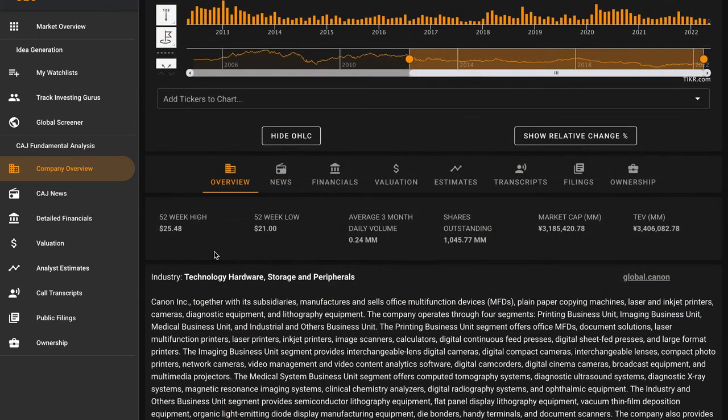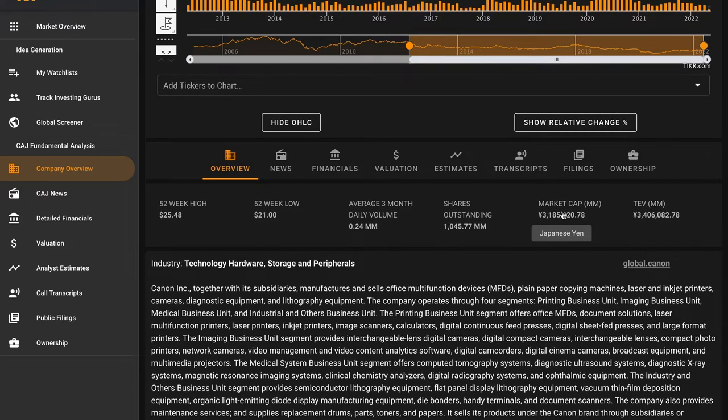Canon is a Japanese company, and it's not heavily traded in the United States. So in part, because it's not heavily traded, its volatility is relatively low. They've only fluctuated about $4 from their 52-week high and low. Whereas even blue chip stocks in the US fluctuate significantly in a given year, typically somewhere in the range of over 50% fluctuation in their stock price. Canon has a market cap of over 3 billion Japanese yen. This translates to about $24.5 billion in US dollars.